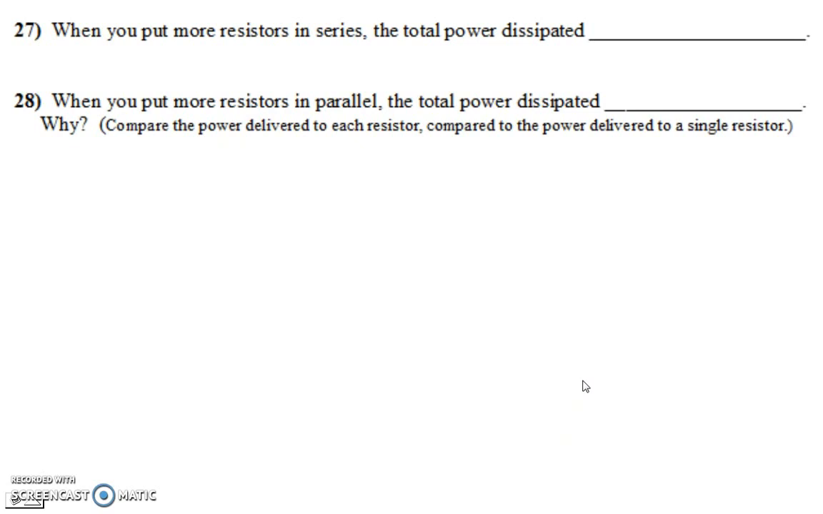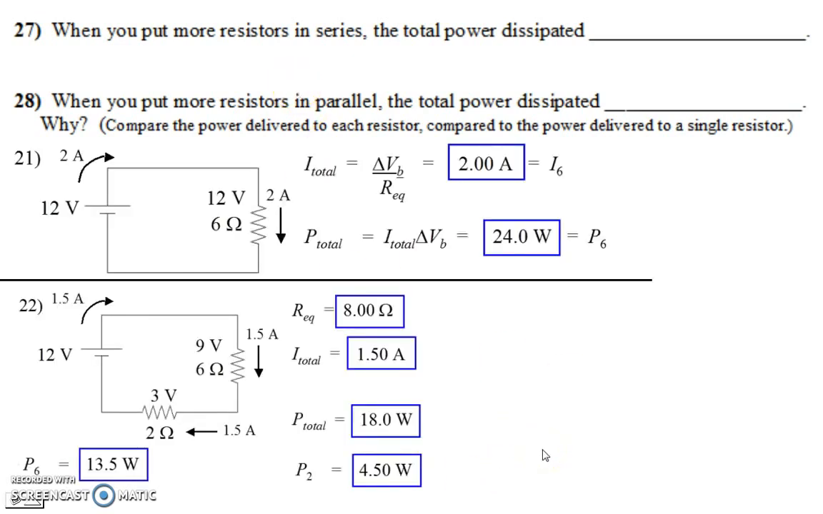Now we're looking again, comparing circuits, comparing 22 and 23 back to 21. So first we're putting them in series. Here are two circuits. Here's the 21, the original 6 ohm resistor. Here's 22, put in series with the 2 ohm. Look at the total power. Well, here's 24, here's 18. What happens? Decreases. That's literally all we're doing.